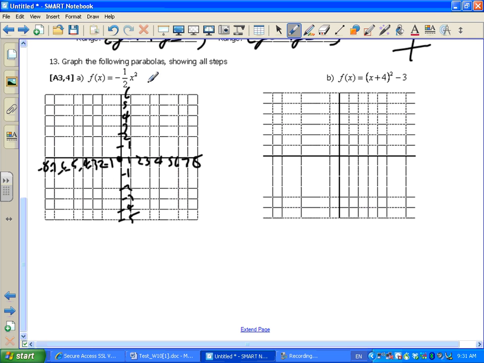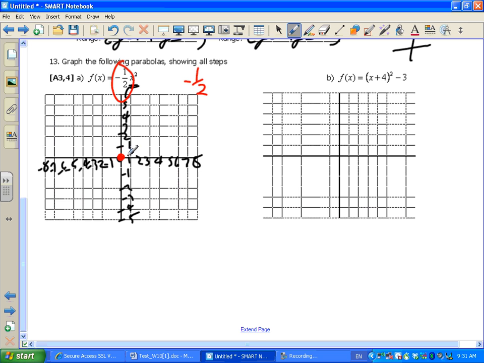Okay. So if we take a look at this, our vertex hasn't shifted at all. There's no h and there's no k. So the vertex of this parabola is going to be right at the origin. The only thing that has changed is our a. Our a is negative a half. So first of all, that means our parabola is going to be facing downwards because it's negative. And secondly, it's going to be compressed.